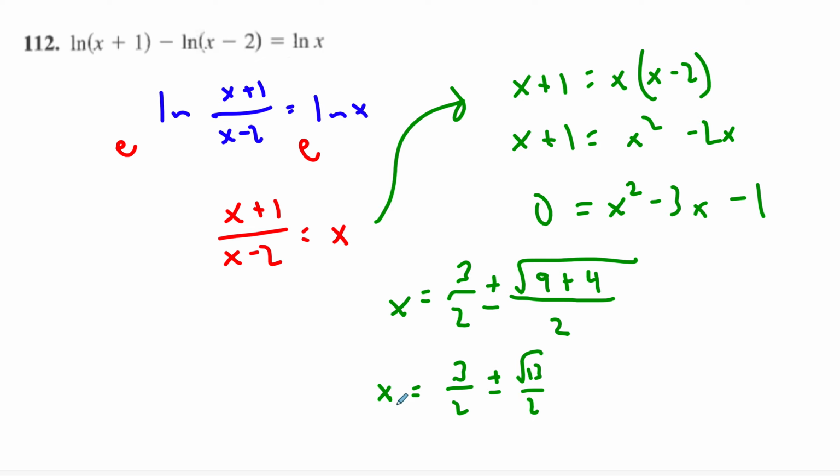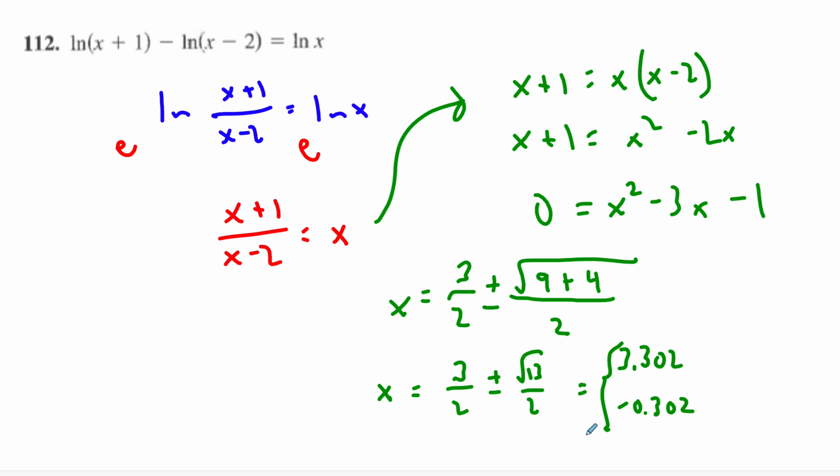Right? Now, 3 halves is 1.5 plus the square root of 13 over 2. I'm going to go ahead and figure out the decimals for this because I have the sneaking suspicion we might end up with an extraneous solution. So that's 1.5 plus the square root of 13 divided by 2, which is 3.302. That's one of the solutions. And 1.5 minus the square root of 13 over 2 is negative 0.302. Do we have a problem?